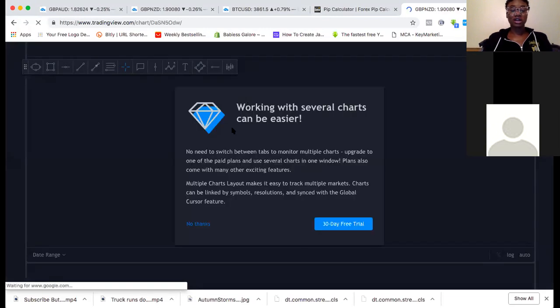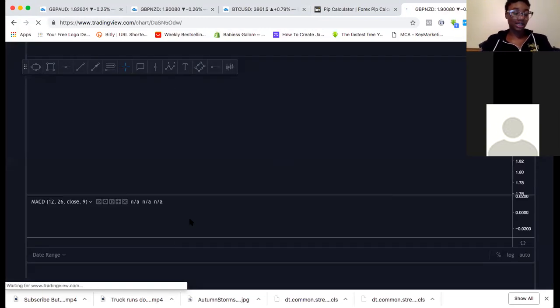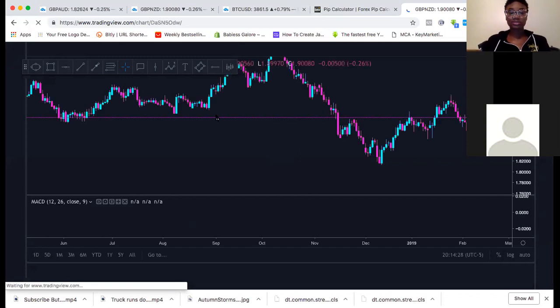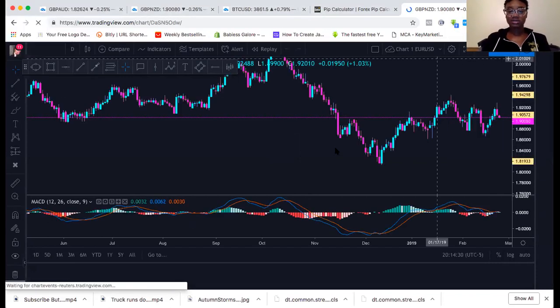So tradingview.com. Every time I get on Zoom, it slows my computer down. Really? Yeah, I don't know why. It's just Zoom.